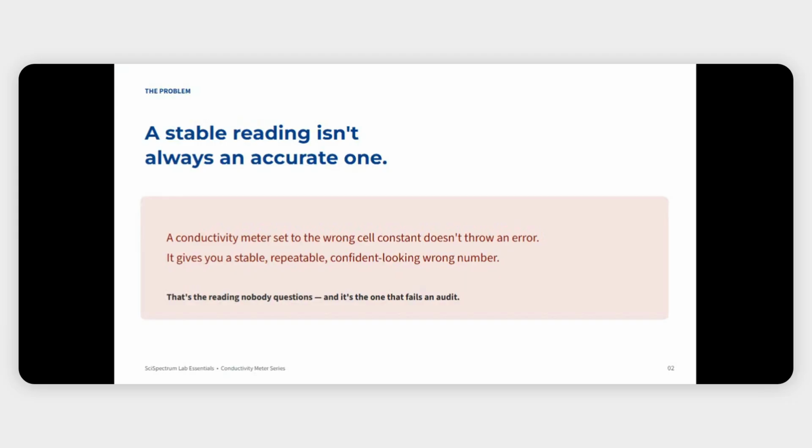Here's the thing nobody tells you about conductivity meters. A wrong cell constant doesn't throw an error. It doesn't flash a warning. It just gives you a stable, repeatable, completely wrong reading. And that's actually worse than an erratic one, because nobody questions a number that looks clean. I have walked into labs where the meter was fine, the electrode was fine, the calibration looked textbook, and the cell constant was set wrong for the sample. That's the reading that fails an audit.